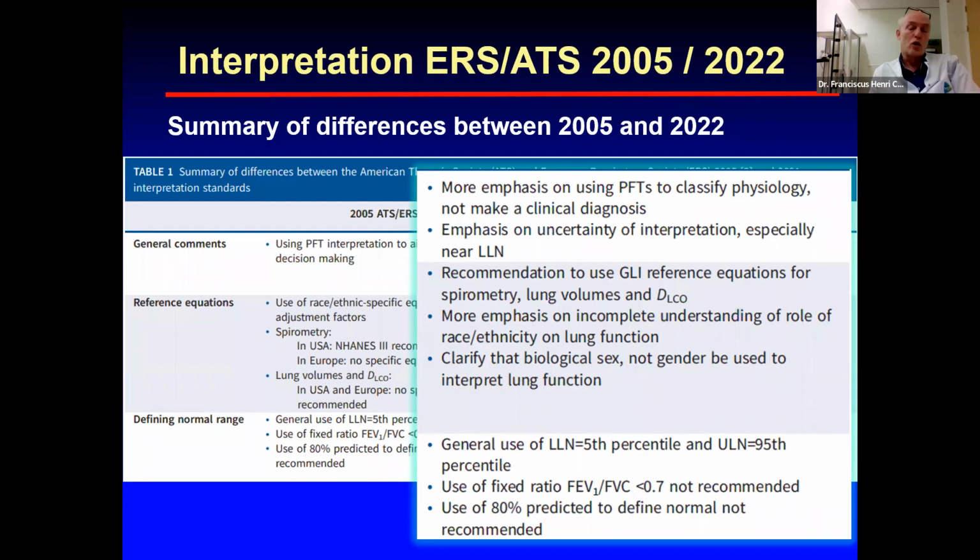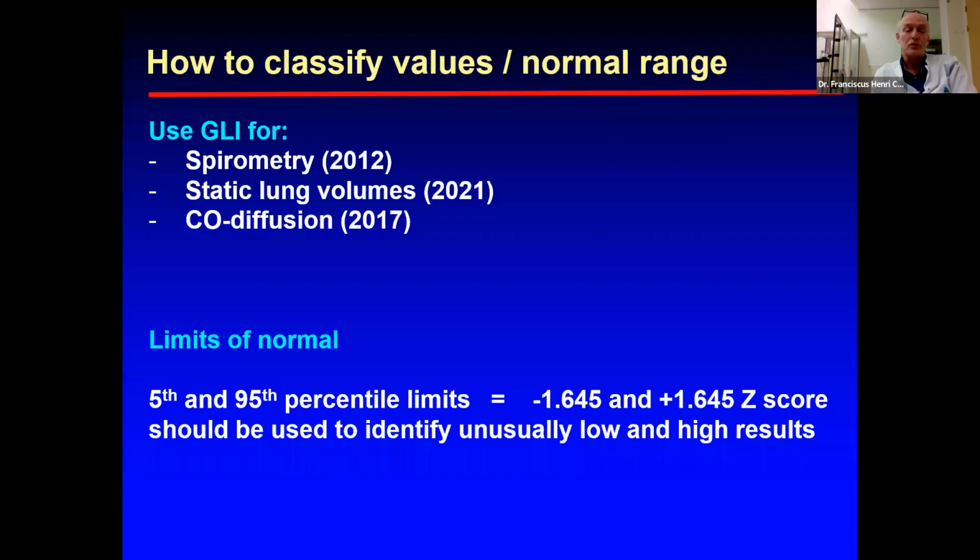And in general, use your lower limit of normal, which is equal to the 5th percentile. Some values might also be too high, and then you use the upper limit of normal, the 95th percentile. And what we certainly do not recommend is using the fixed ratio, which people still might use, as if the FEV1 over FVC is less than 0.7, then you are obstructive. No, this lower limit of normal decreases as you become older, so it's way better to use the lower limit of normal. And also don't think 80% of the predicted value is normal. This is also highly dependent on age.